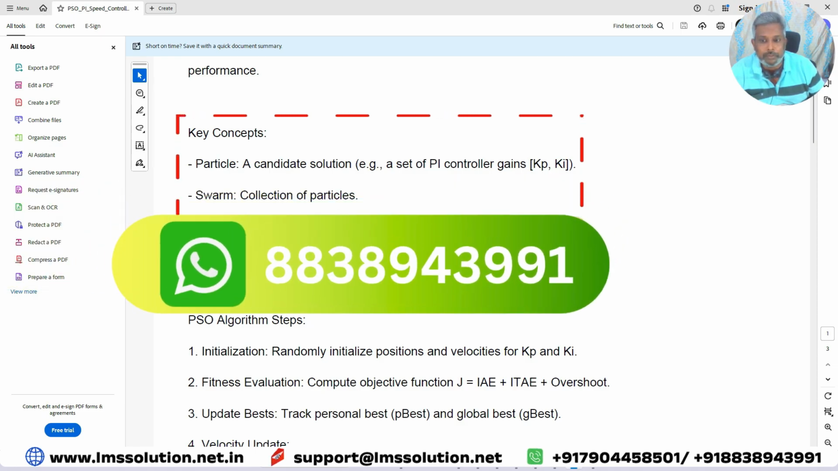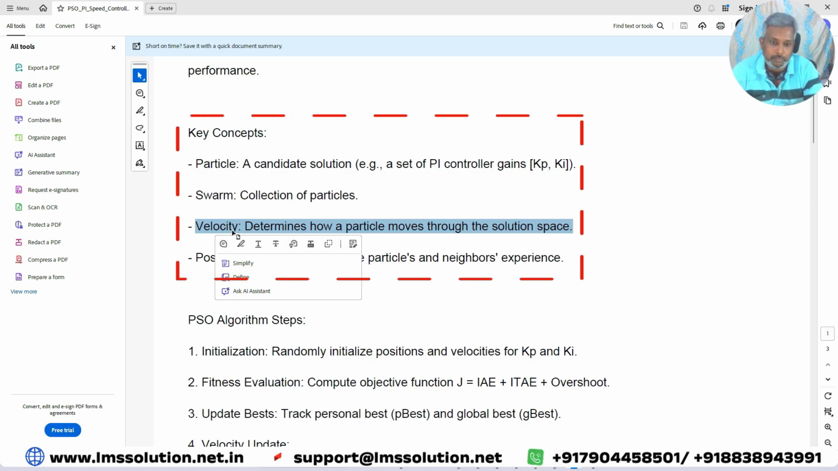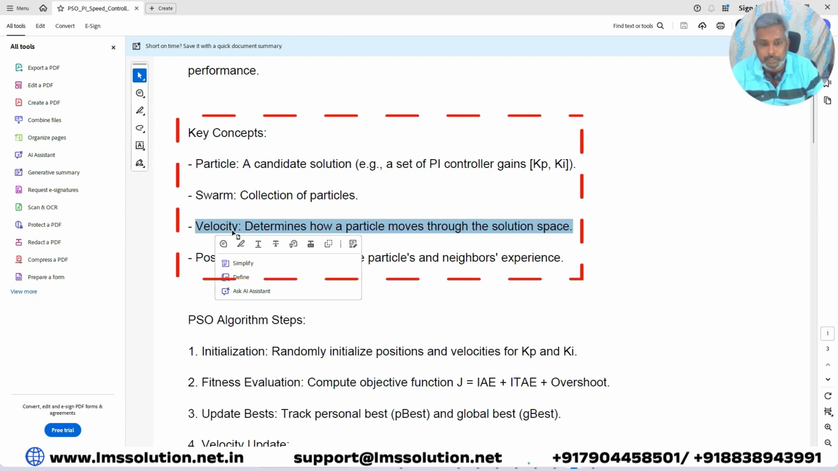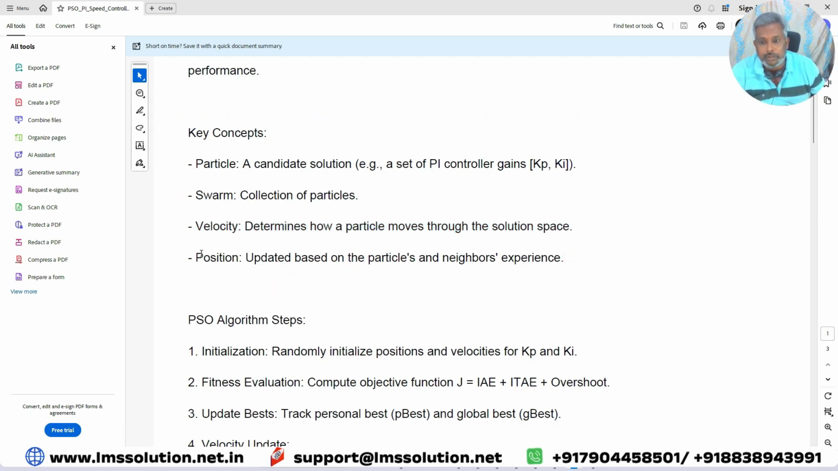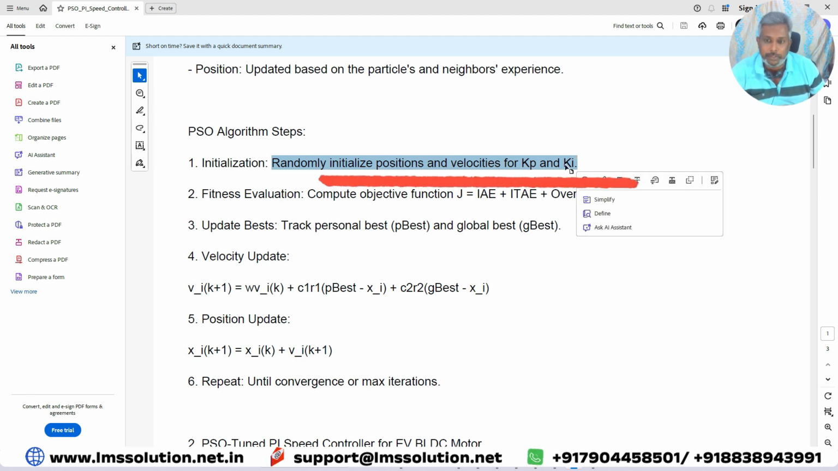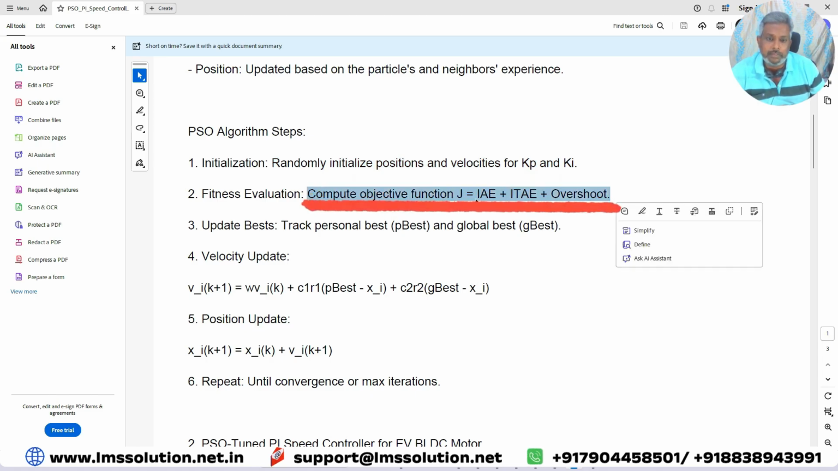Velocity is going to be determined depending upon two parameters, global best and population best. It has some equation, based upon which you have to find the velocity, and finally you have to update the position according to the velocity. Next, here you see the algorithm of PSO. Initially we have to initialize the particles, position and velocity, with different KP, KI values, and then you have to find the objective function. Here the objective function is considered as the addition of IAE, ITAE plus overshoot, but in simulation we consider only ITAE.